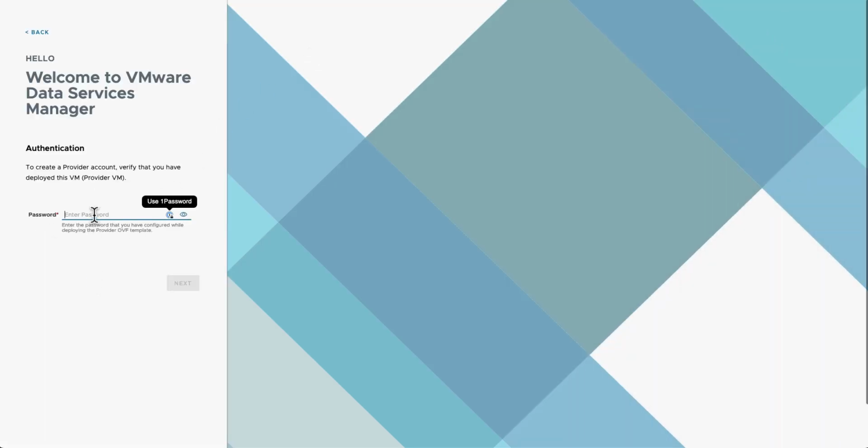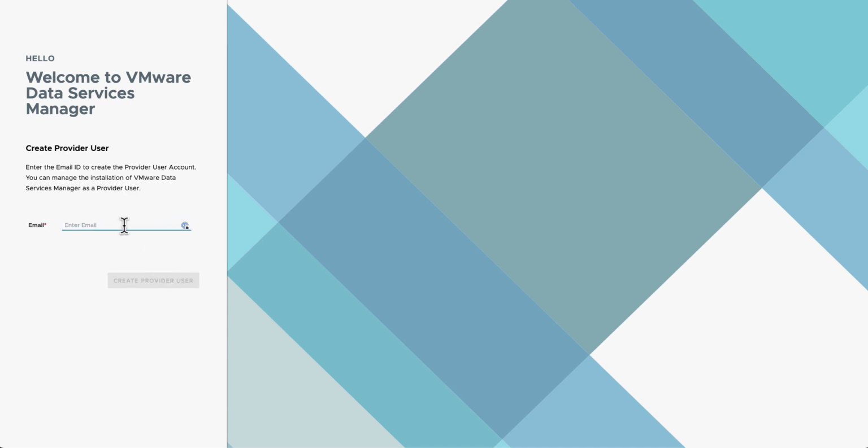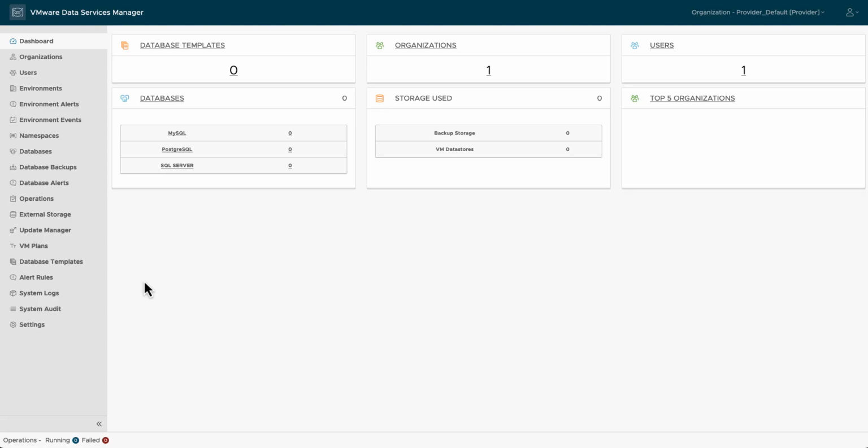So we're going to create a provider account, but to do that you need to provide the password that you gave to the OVA during the OVA deployment. So once that's provided, you can go ahead and create your provider user. I'm just going to use my VMware email to set up that user. And there we go. So we're in.